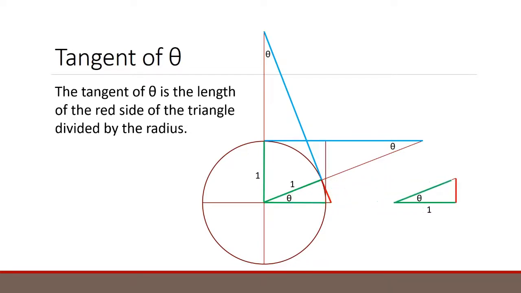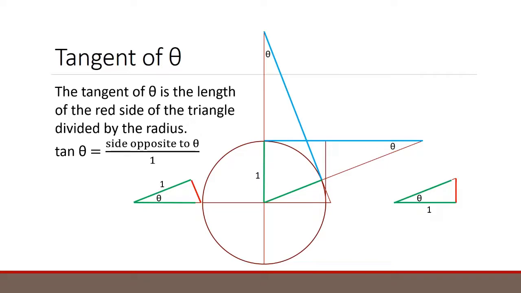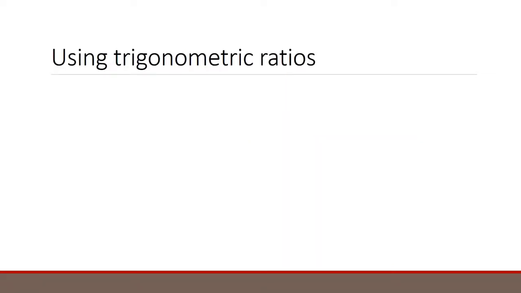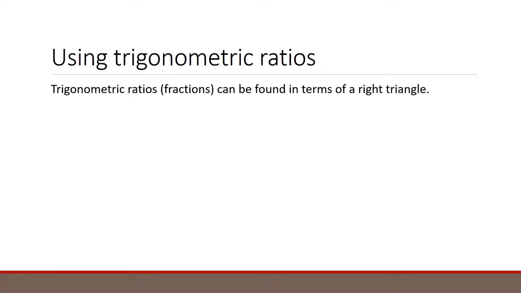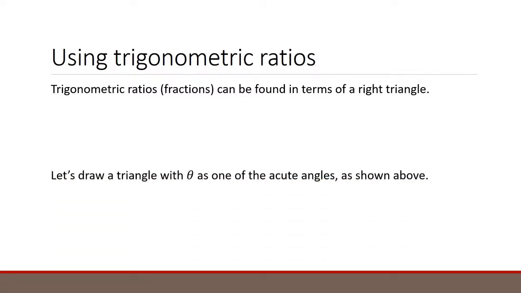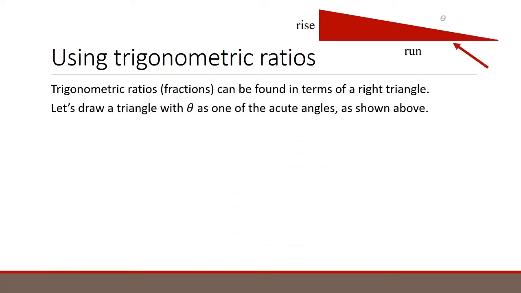So here's one triangle. Here's another triangle. Both are similar triangles. Both have an opposite side, which is red. Both are right-angled. So tan of theta must equal the side opposite to theta divided by 1. So using trigonometric ratios, we can see that these can be defined in terms of a right angle. Let's draw a triangle with theta as one of the acute angles, as shown above.